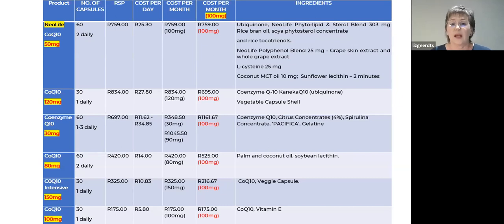This particular product, yes, it's CoQ10. It does have some citrus concentrates. I think it's got some mandarin and lemon and grapefruit. So it's got some antioxidant value. It's spirulina, which has got a whole variety of different applications, but they don't specify its benefits. I don't know what the Pacifica is because we couldn't find any information about it. And they also have a gelatine capsule. So I'm assuming they are suggesting that they have an animal-based gelatine.